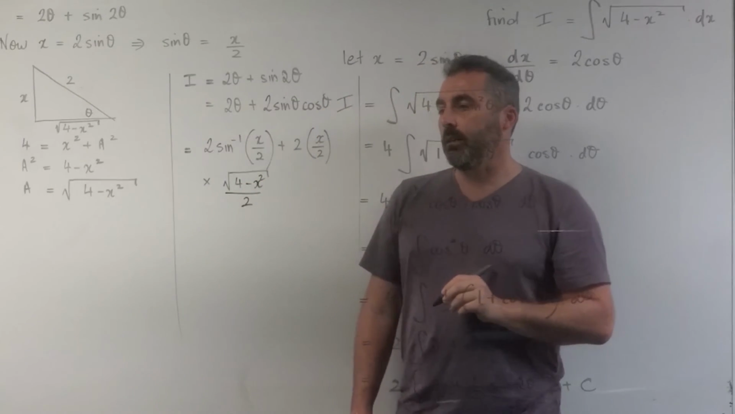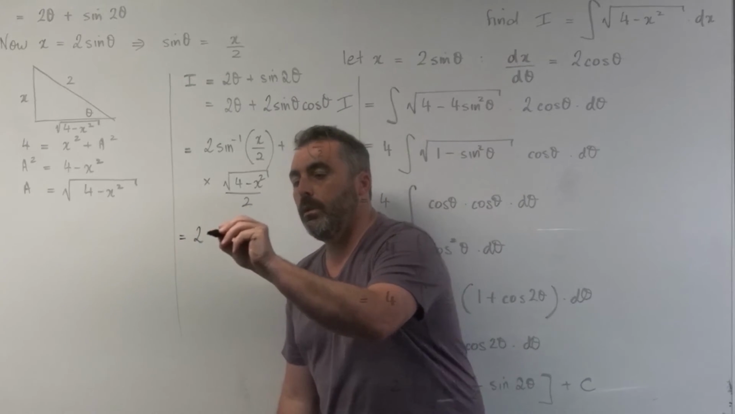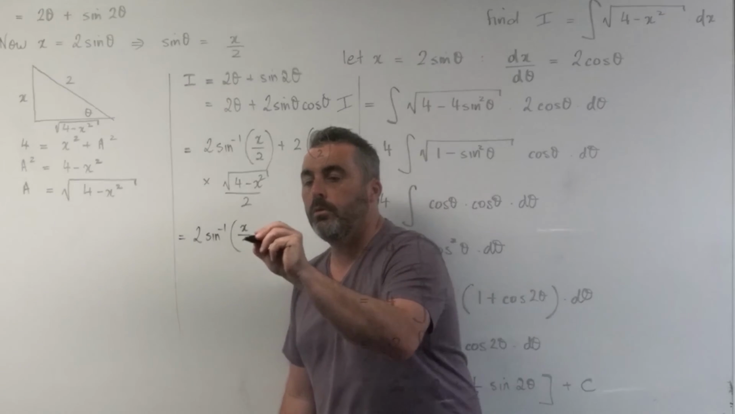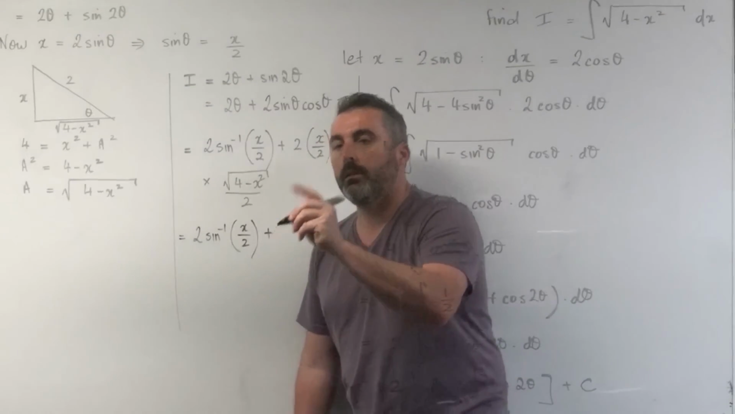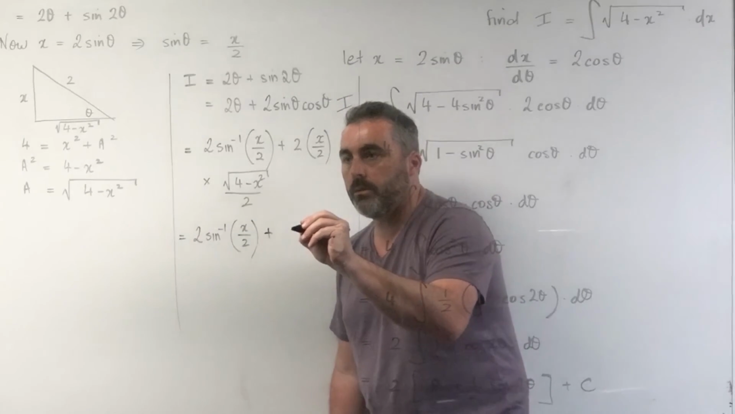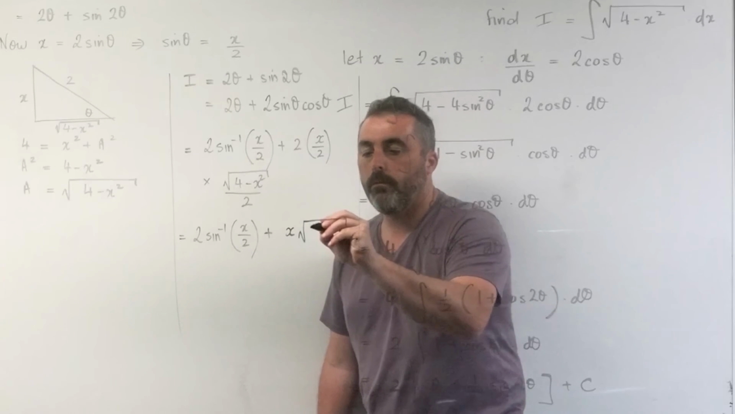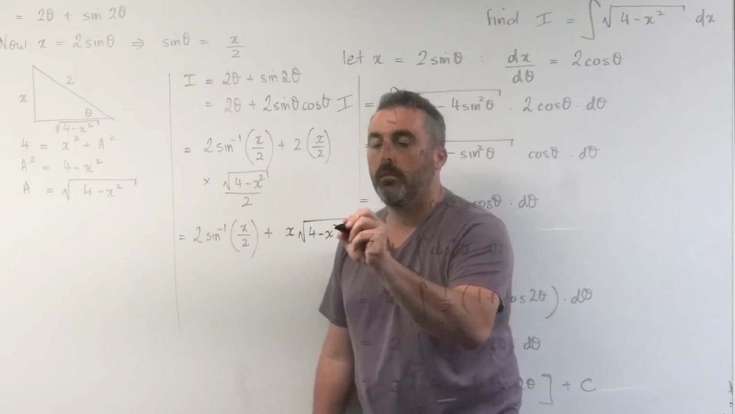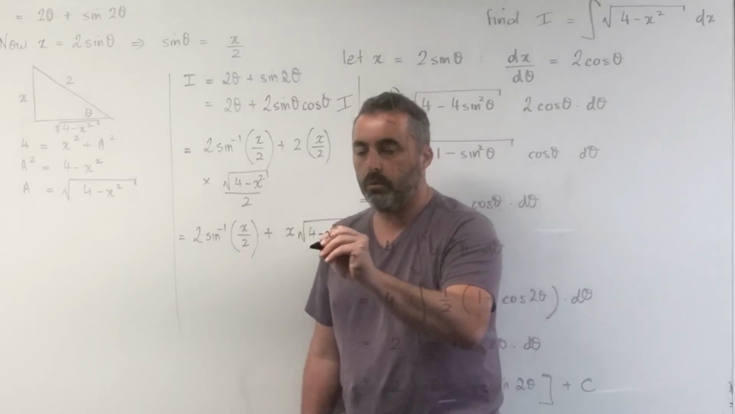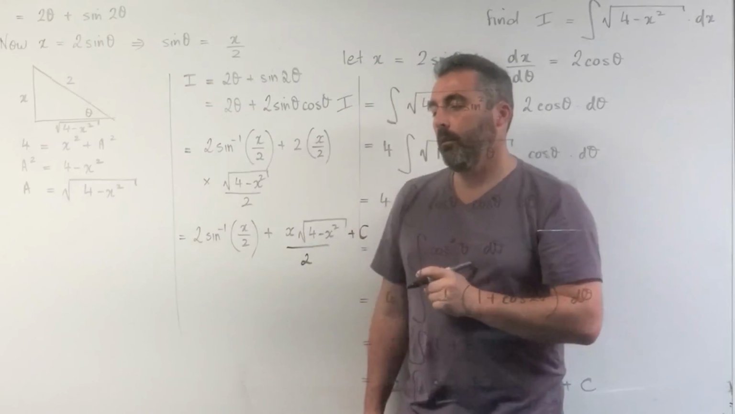So putting all that together, we get 2 inverse sine of x on 2 plus, the 2's are going to cancel here, and we get x root 4 minus x squared on 2, plus c. And there we are.